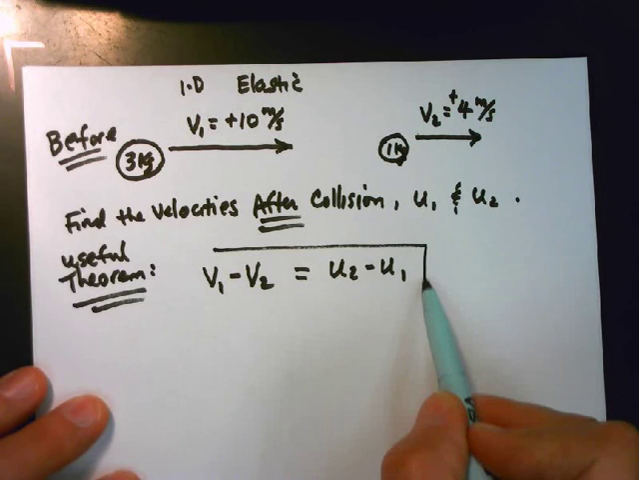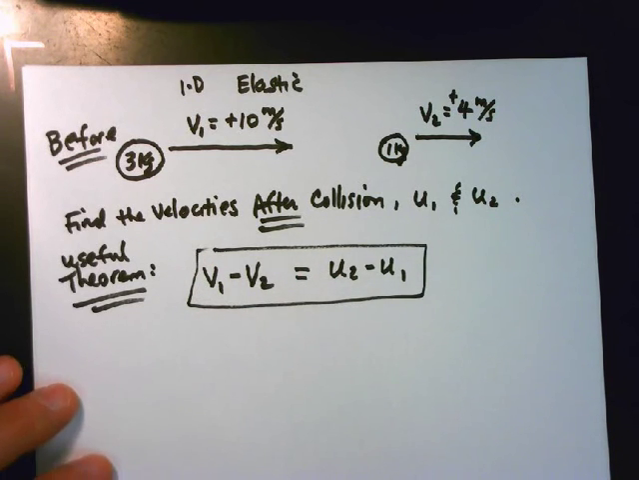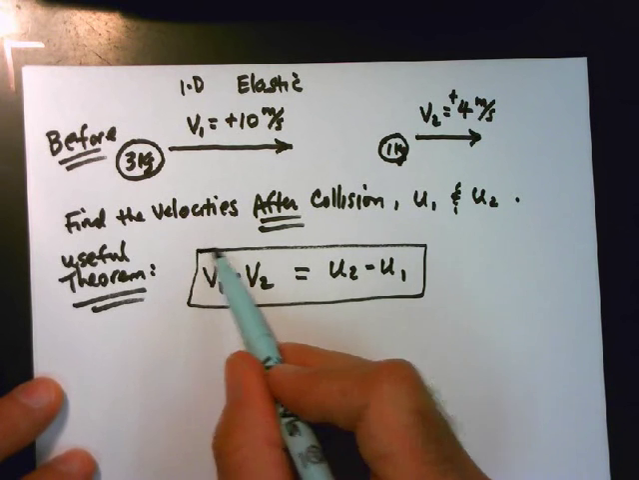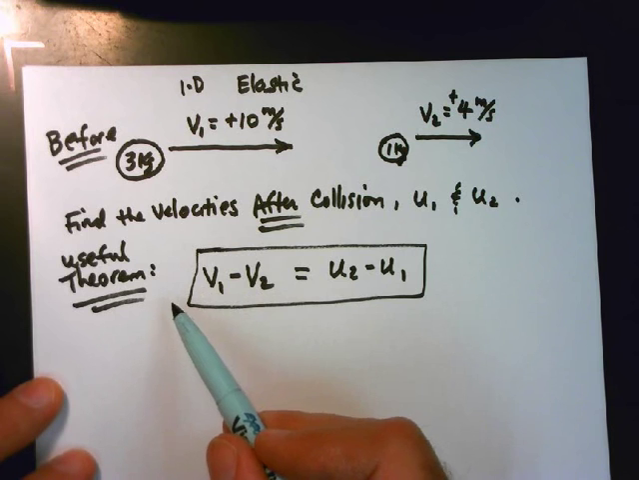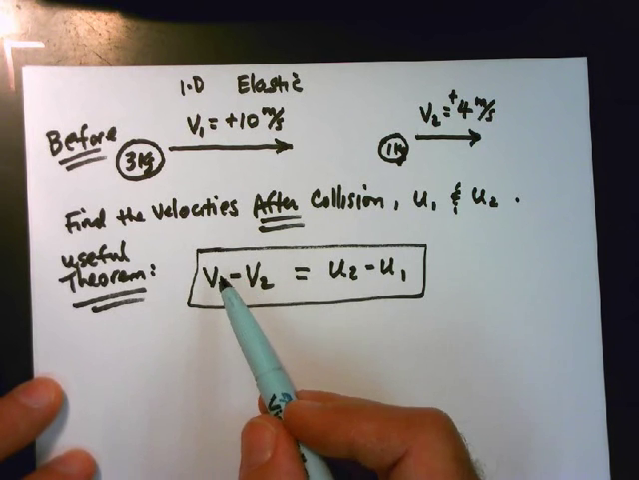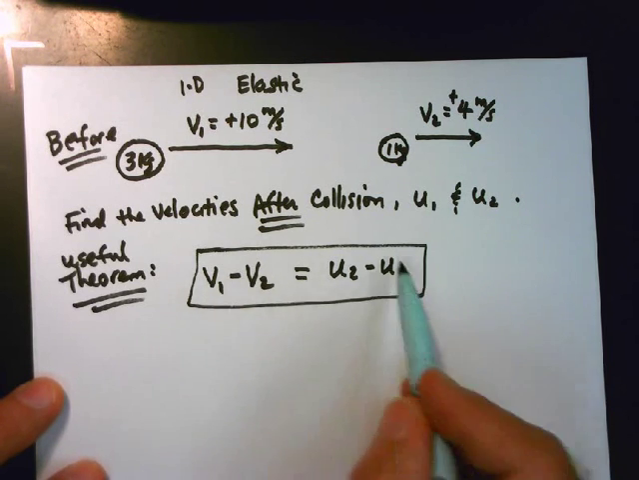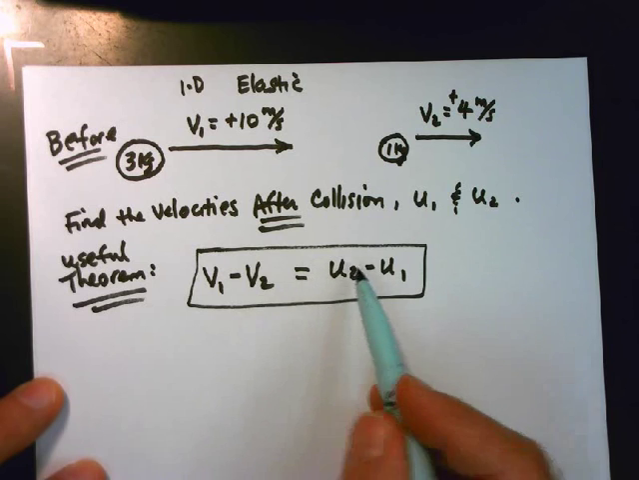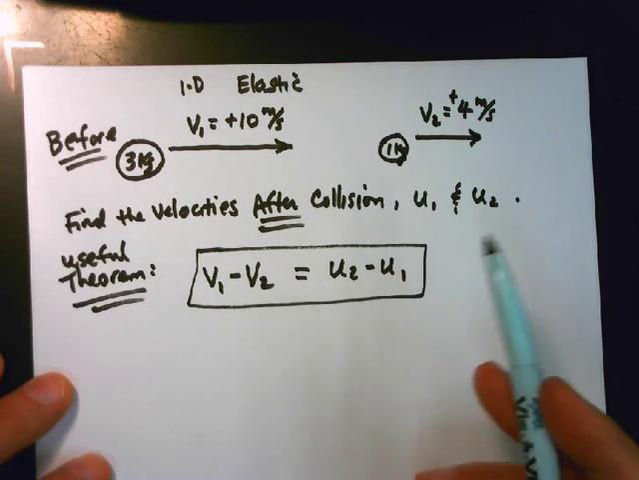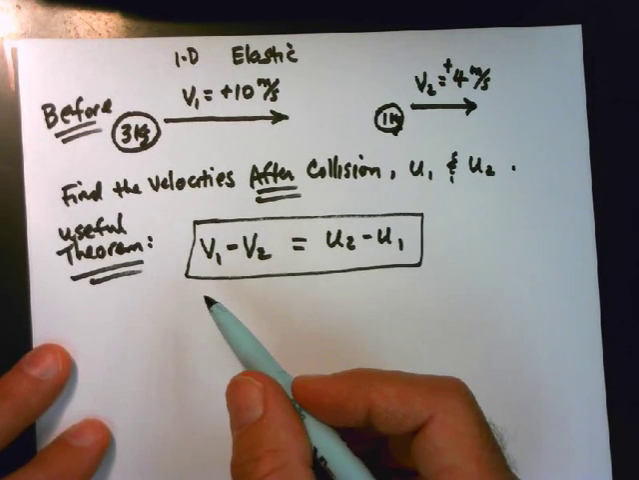Okay, so we're going to apply that useful theorem. We're also going to apply the law of conservation of momentum with it too. This useful theorem has both the law of conservation of momentum and the law of conservation of kinetic energy built into it, and it doesn't matter what the masses are here. So that's really nice. Let's go ahead now and substitute in what v1 was.